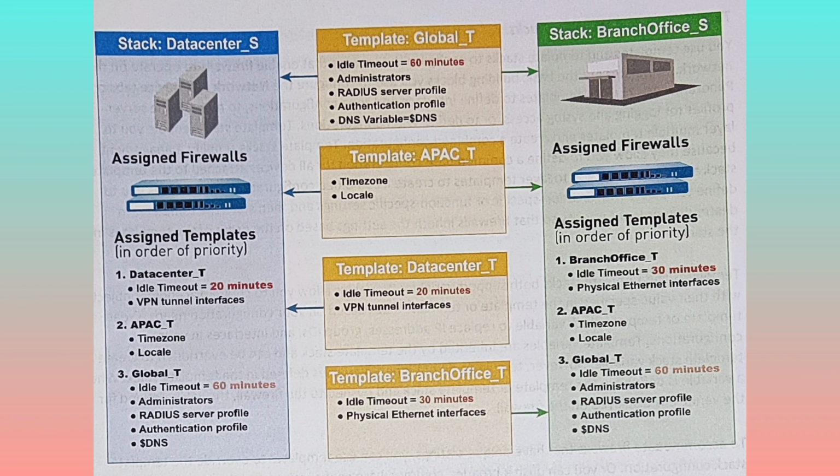To accommodate firewalls that have unique settings, you can use a template to override the template stack configuration, or you can push a broader common base configuration and then override certain pushed settings with firewall-specific values on individual firewalls. When you override a setting on the firewall, the firewall saves the setting to its local configuration and Panorama no longer manages the setting.